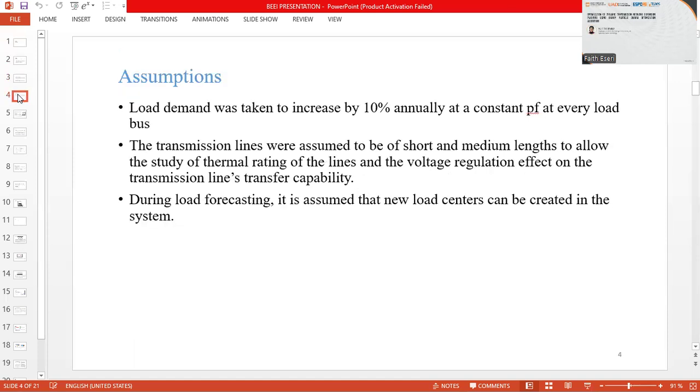The assumptions are 1, the demand is taken to increase by 10% annually at a constant power factor at every bus. The transmission lines were assumed to be of short and medium length to allow the study of thermal ratings of the lines and the voltage regulation effect on the transmission lines' transfer capability. During load forecasting, it is assumed that new load centers can be created in the system.